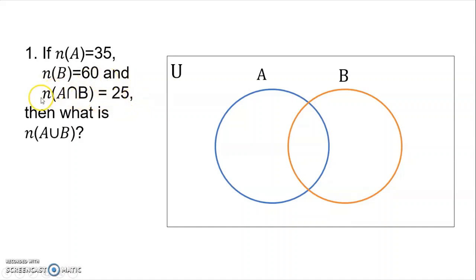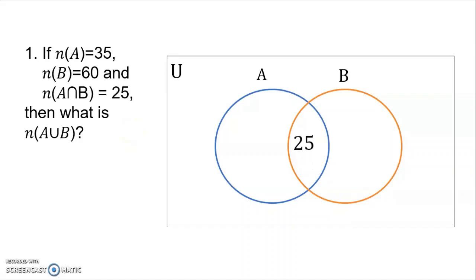So, bakit ito yung unahin natin? So that it would be easy to find the cardinality for set A only and set B only. Kasi pag sinasabing cardinality of set A is 35, ito yung sa buong circle ni set A, dapat 35 siya. Ganun din sa cardinality of set B. Itong sa buong circle ni set B, pag i-add mo, dapat 60 elements siya. But they have 25 common elements. So, kailangan yun ang unahin natin.